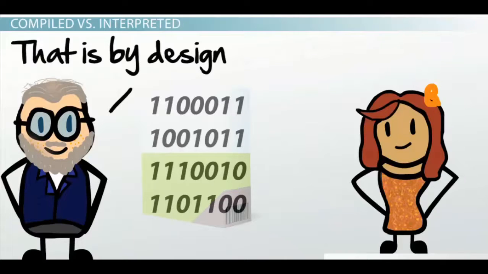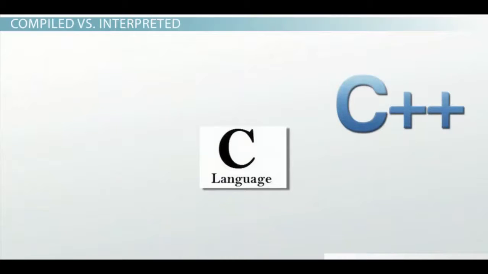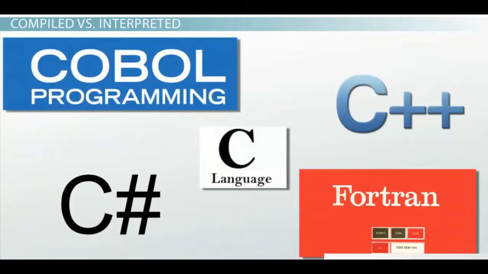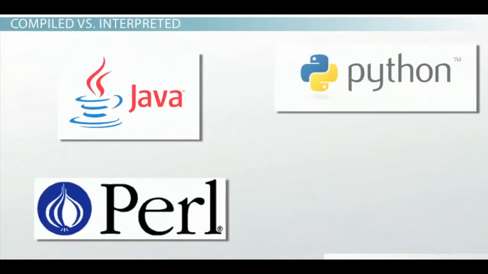over other companies. Examples of compiled languages include C and its derivatives, C++, and C#, COBOL, and Fortran. Examples of interpreted languages are Java, Perl, Python, and Ruby.